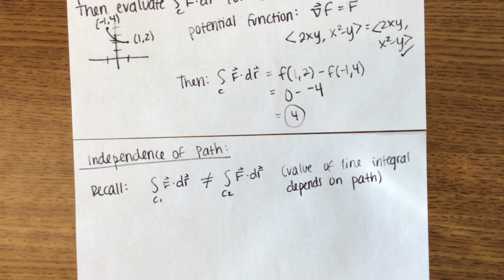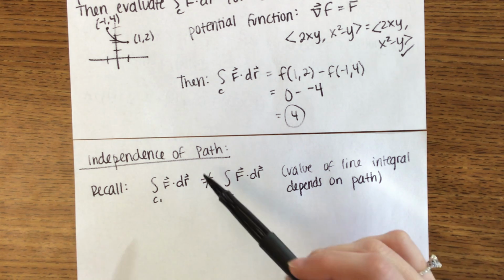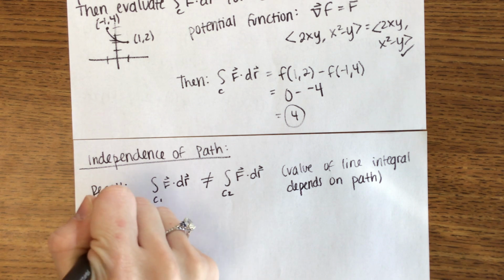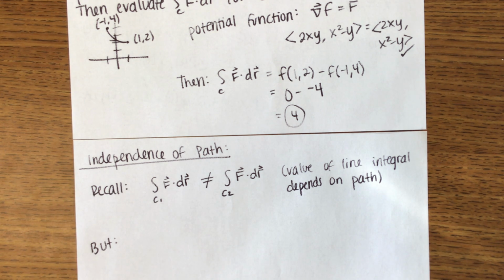We said when it was an arc length parameterization, when it was ds, the path didn't matter. But as soon as we talked about dr, even if you have the same beginning point and same end point, the line integral is going to be different depending on the path that you take. Does that sound familiar? Okay. But here's what the fundamental theorem of line integrals then implies.